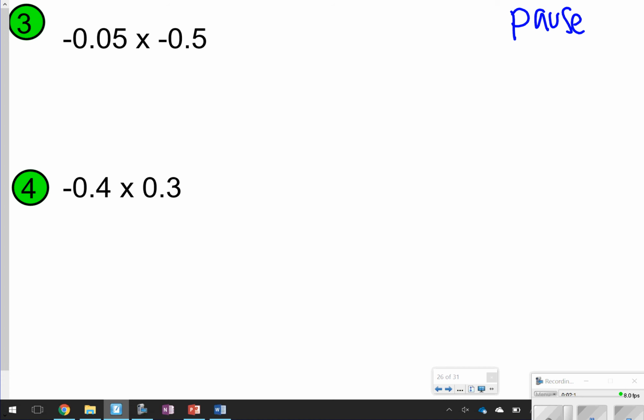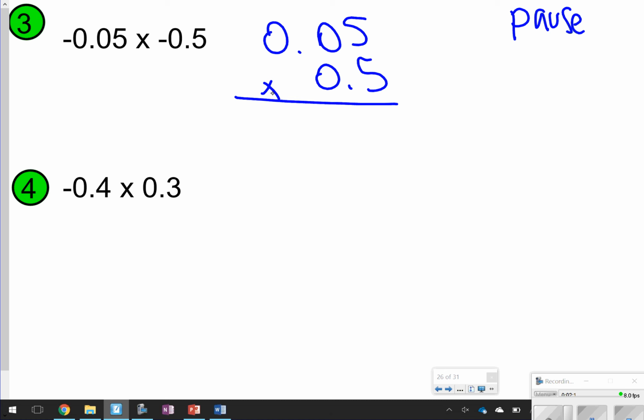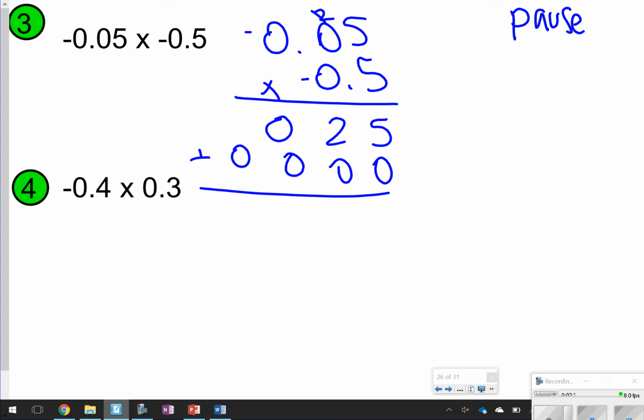All right, so for number 3, we've got negative 0.05 times 0.5. Doesn't really matter if you line them up at all. You don't need to line them up because you're essentially just ignoring the decimals. I know 5 times 5 is 25, carry my 2. 5 times 0 plus 2 is 2. 5 times 0 is 0. Bring a 0 down. 0 times 5, 0 times 0, 0 times 0. Add those all together: 5, 2, 0, 0.